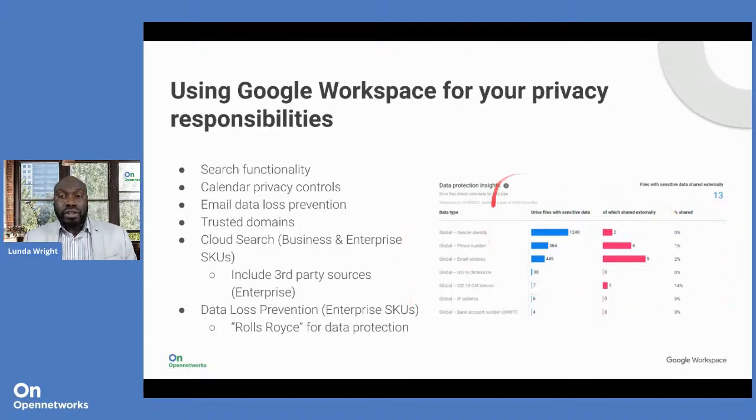I've included here on the right-hand side a screenshot of some of the data protection insights that Google Workspace can actually give you for data that is stored in Drive. In this particular example, it highlights that for this organization, there are 13 documents that share sensitive data externally. This is pretty good. With the enterprise SKU, you can leverage data loss prevention in order to actually identify what this data is and lock it down appropriately.